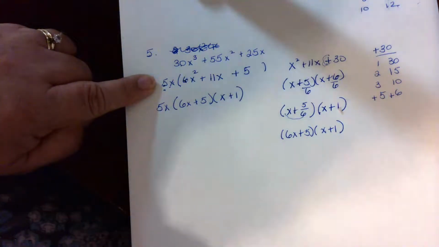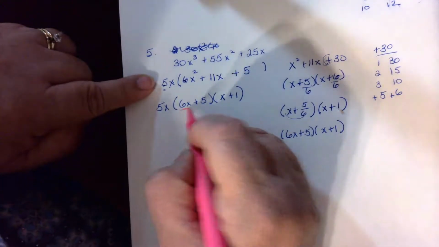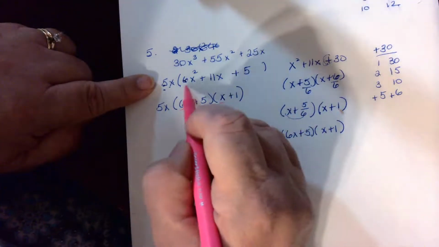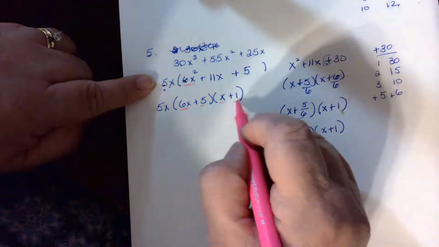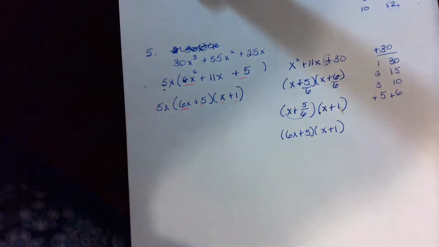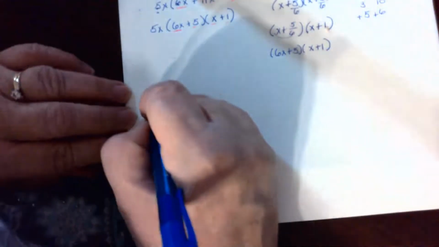Now, as my check, and this is always a good thing to do, make sure 6x times x gives me 6x squared. And make sure 5 times 1 gives me 5. Which it does, so I feel good about that answer. Alright, let's do one more.